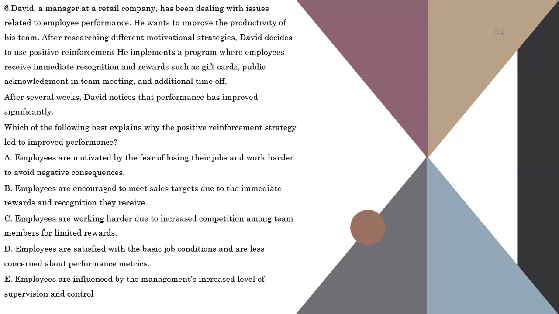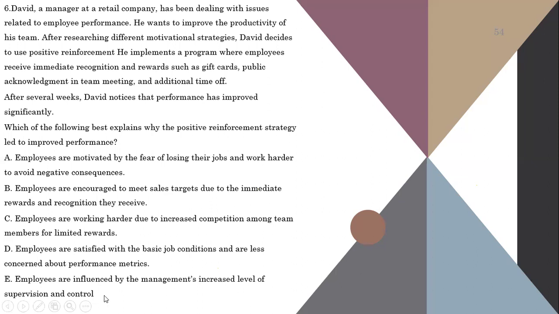A, employees are motivated by the fear of losing their jobs and work hard to avoid negative consequences. B, employees are encouraged to meet sales targets due to the immediate rewards and recognition they receive. C, employees are working hard due to increased competition among team members for limited rewards. D, employees are satisfied with basic job conditions and are less concerned about performance metrics. E, employees are influenced by the management's increased levels of supervision and control.